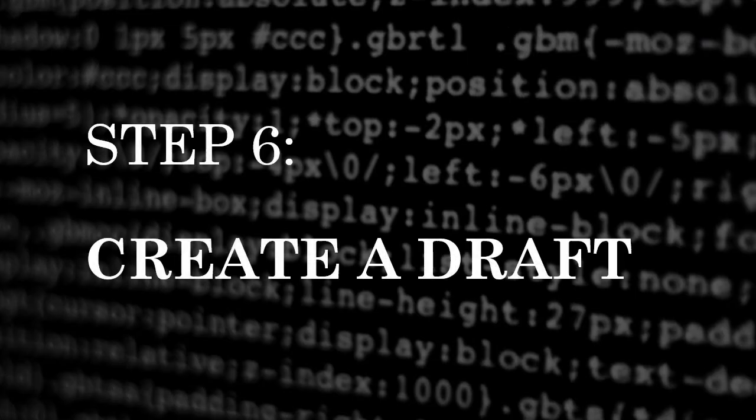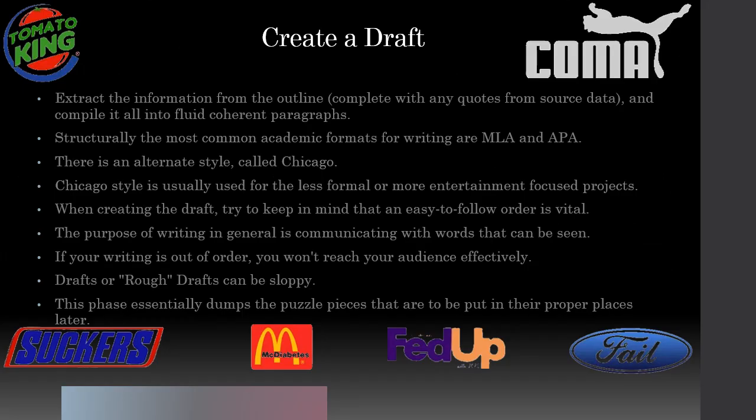Step 6. Create a draft. Extract the information from the outline, complete with any quotes from source data, and compile it into fluid, coherent paragraphs. Structurally, the most common academic format for writing are MLA and APA. There's an alternate style called Chicago. Chicago style is usually used for the less formal or more entertainment focused projects.